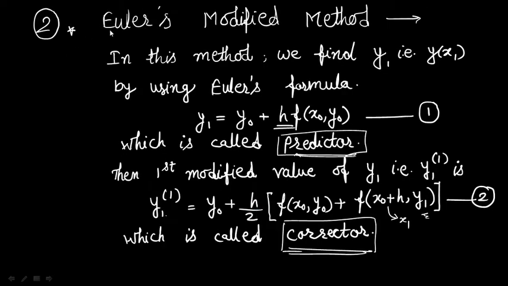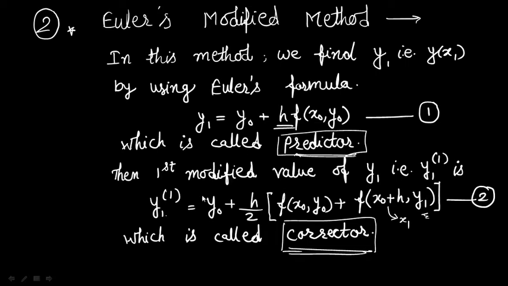Now for solving the first order first degree differential equation, we apply this Euler's modified method. For this, first we have to find out the y1 value by using Euler's formula. That means y1 equal to y naught plus h times function of x naught, y naught, which is called the predictor. Here x naught and y naught are given in the condition. h is a small value which is also given in the condition, otherwise we can find it out. Then we substitute y naught, h and function of x naught, y naught, and we find out the value of y1.